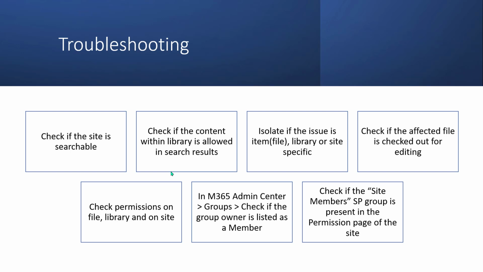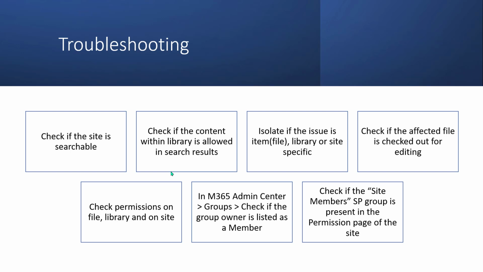And other things that we could do is we need to compare the search results from different sites as well. So we can ask the user to search any content from a different site on the site level, or on the library level search, and on the tenant level search, to identify whether the issue is specific to a single site or multiple sites are affected. You can do all these things to troubleshoot and isolate the issue.